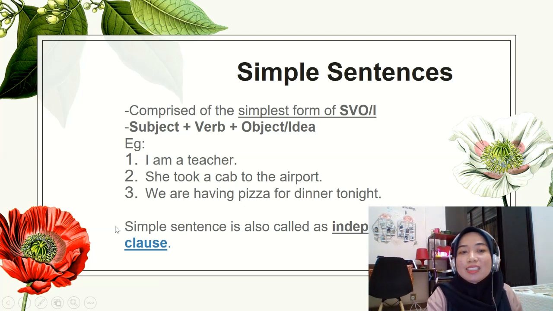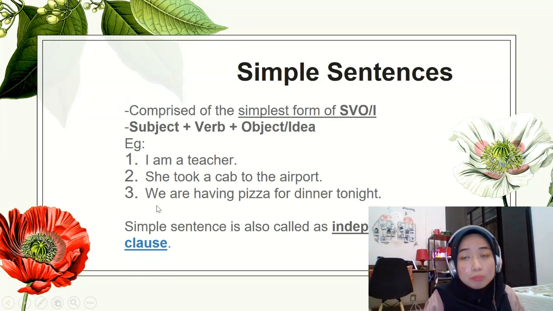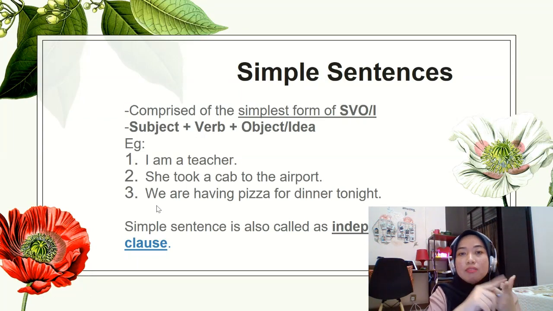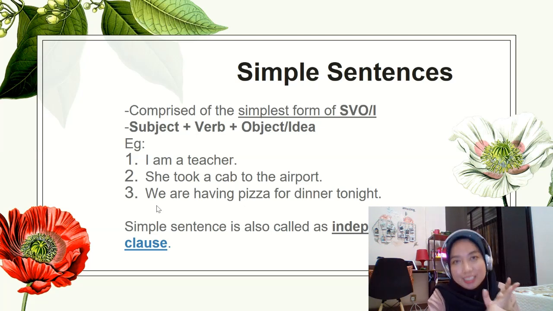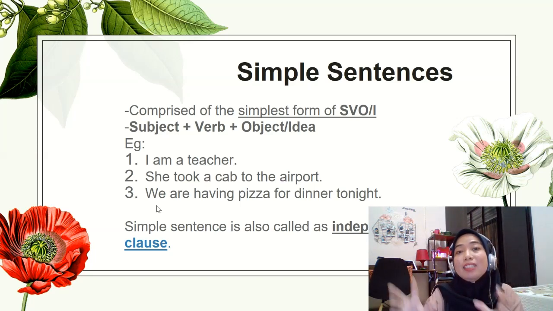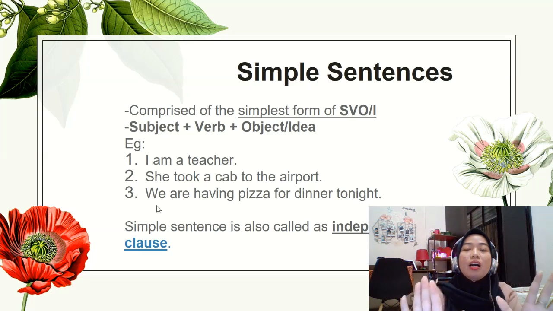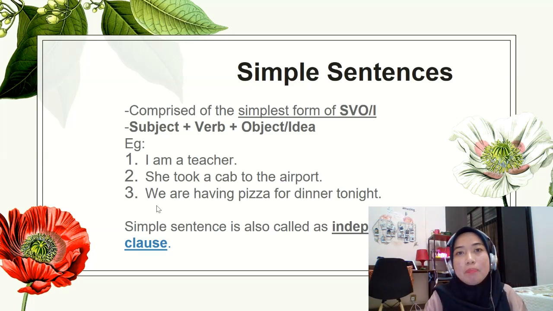Sometimes a long sentence, like the third sentence, is also a simple sentence. All you have to do is just find if it comprises a subject, verb, object, or idea. As simple as that. Okay? Now please remember, these simple sentences are something that we call an independent clause. Simple sentence equals independent clause. Okay? Why do we call it an independent clause? We call it an independent clause because if you put a full stop, it can become a complete sentence by itself.